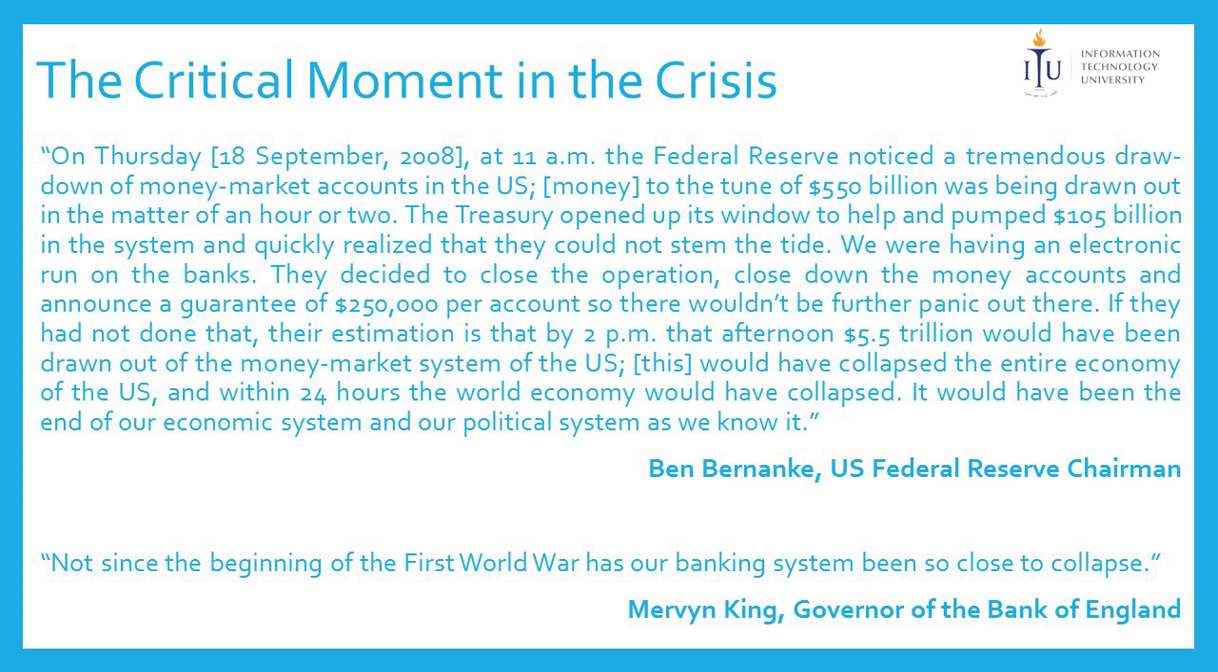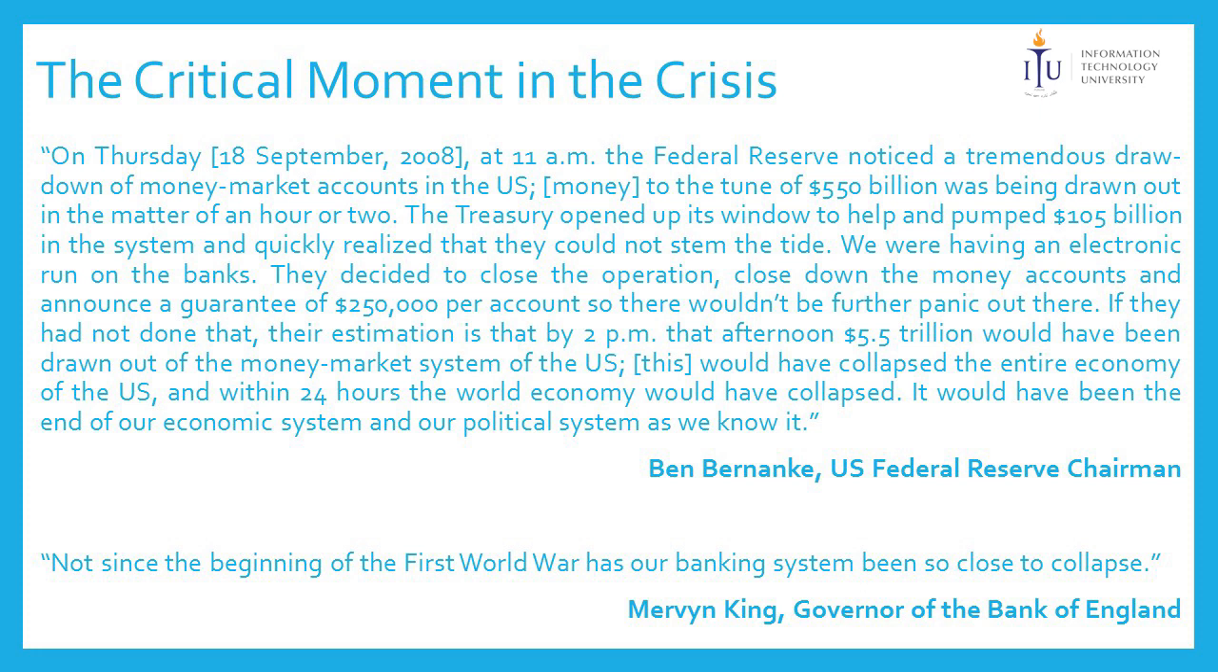The Treasury, in response, opened up its window to help and pumped $105 billion in the system. That was to restore confidence. Obviously, when there's a run on the banks, it's because of some fear, some loss of confidence. So to reestablish that confidence, to fill the hole in the dike, they put in what they thought was an adequate amount of money, $105 billion into the system, but quickly realized that they could not stem the tide. As you said, we were having an electronic run on the banks.